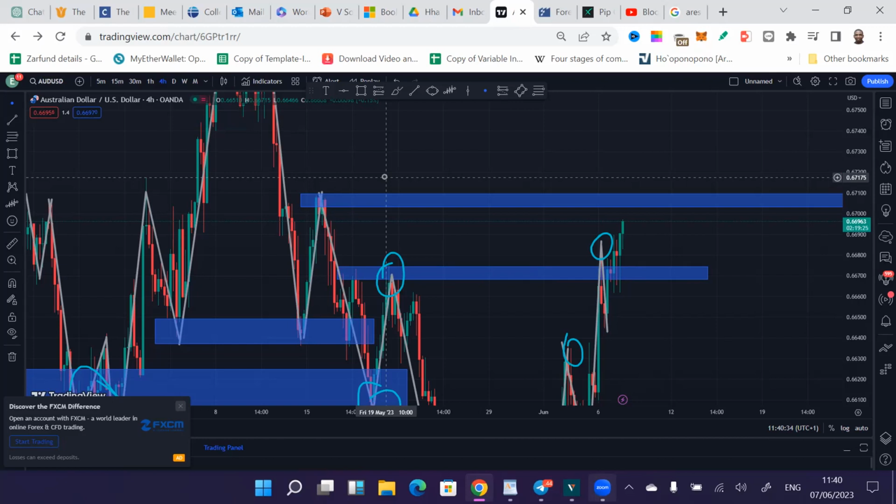So what you need is high probability. We call it high probability, not guarantee. So if I tell you now, enter a trade at this point for a sell, I'm not giving you a guarantee. I'm just doing analysis of the market and I'm saying that based on what I see and what I understand, price is likely going to reverse from here.